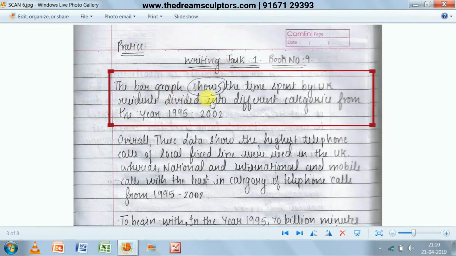Let's see this. The bar graph show. Now this S is written by us, the teacher. It has to be the bar graph shows. Why? Because there's only one graph. So here we'll have to have a singular verb, so it has to have an S. The bar graph shows. If it were graphs here, then it would be show. So the bar graph shows, not show. And if there were multiple graphs, then it would be the bar graphs show. Then the verb show would have been correct, but because there is no S here, it is singular, so we have to add an S here to make it singular, so that we have subject-verb agreement.